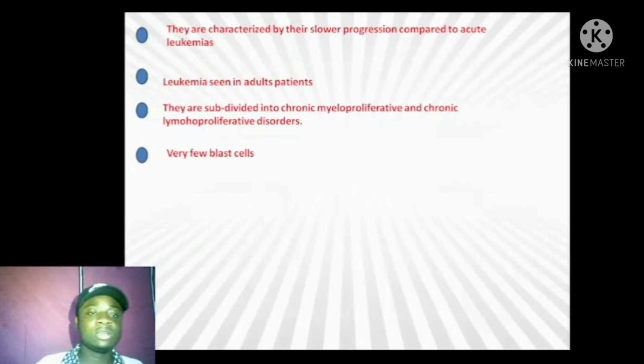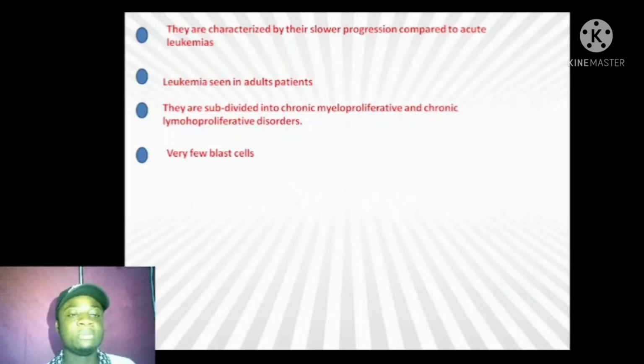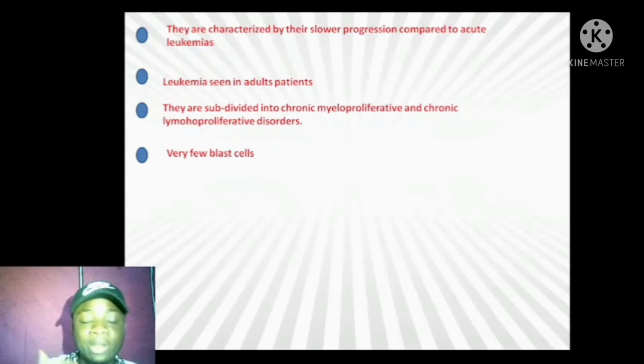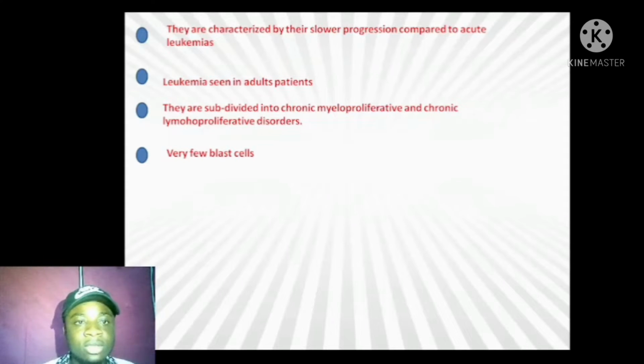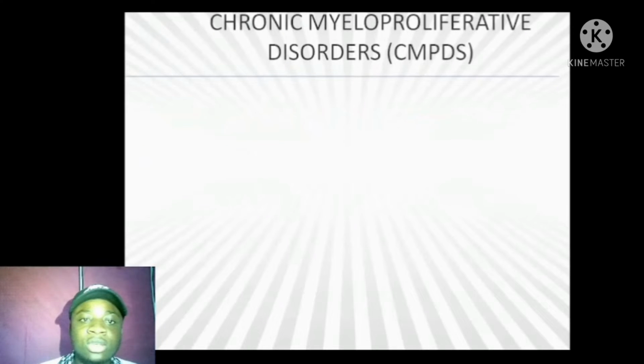Now, in chronic leukemia, the blast cells are very few. Remember we spoke about the blast cells in my first video, where I said the blast cells are the immature cells, so maybe myelocyte, metamyelocyte, myeloblast, all those cells are the blast cells. They are predominant in the peripheral blood and bone marrow smear of acute leukemia patients. But when you come to chronic leukemia, the blast cells are very few. Take note of that. Very, very important.